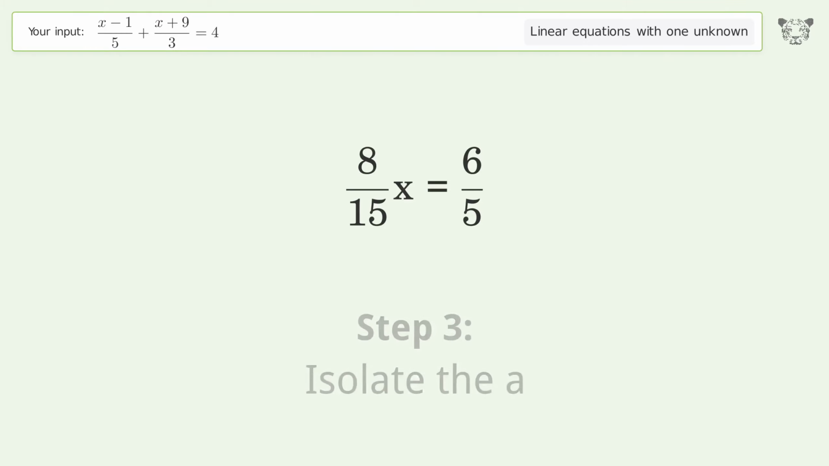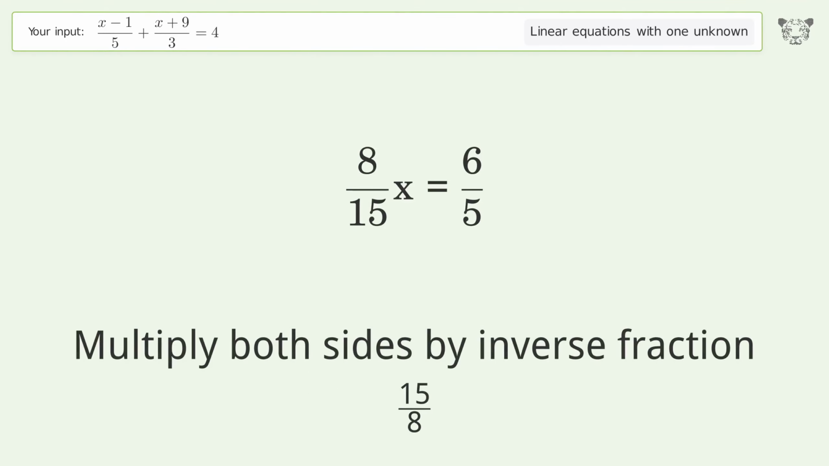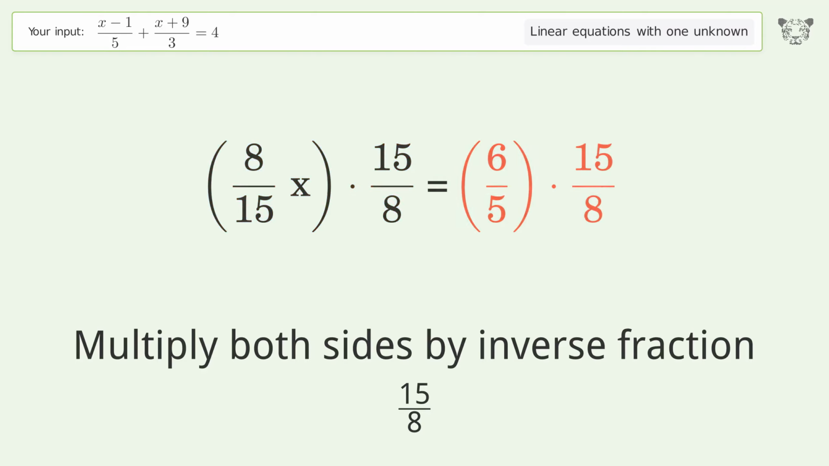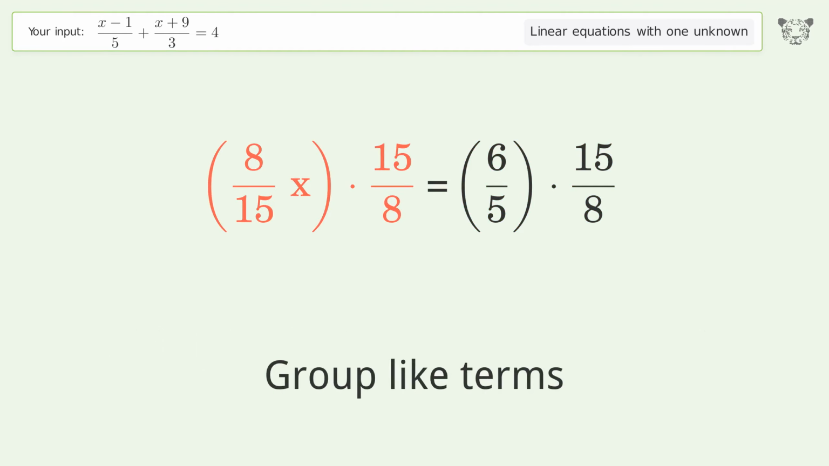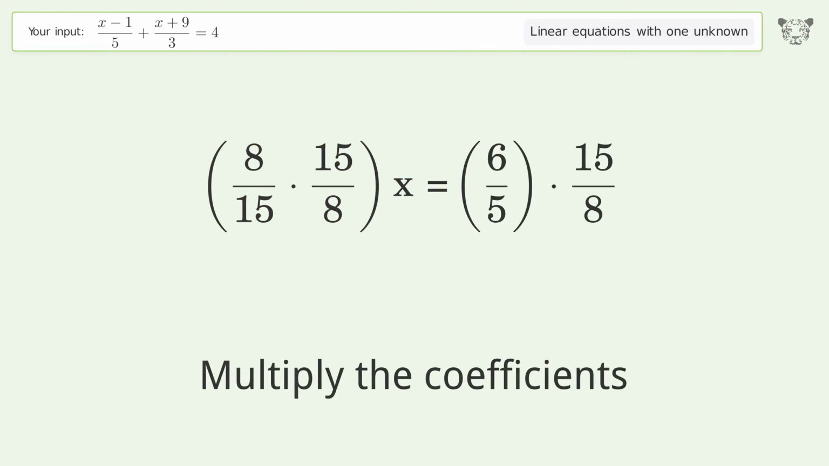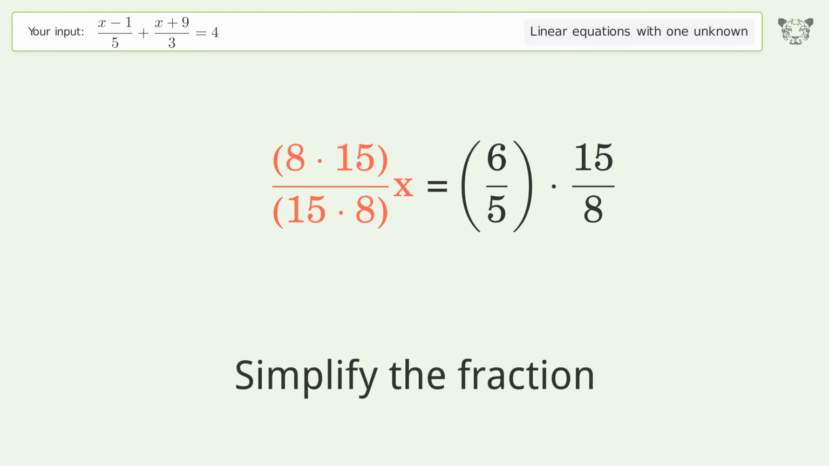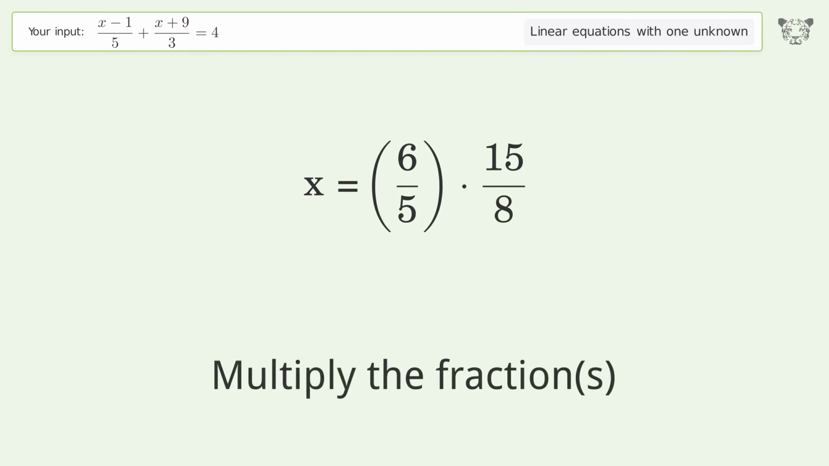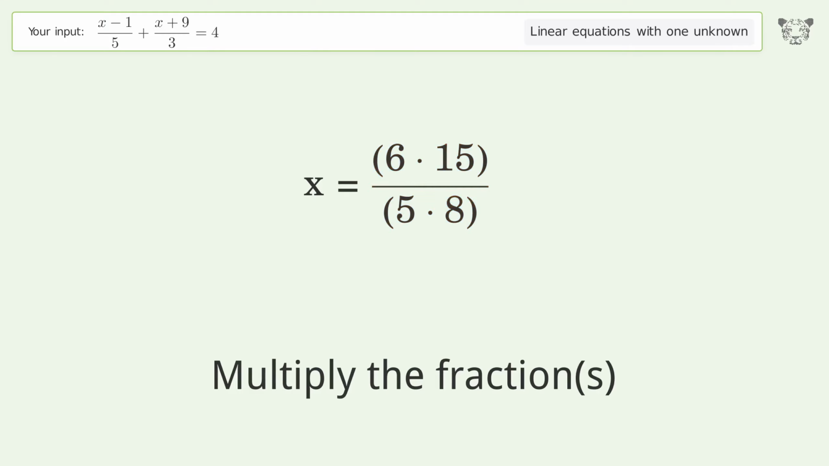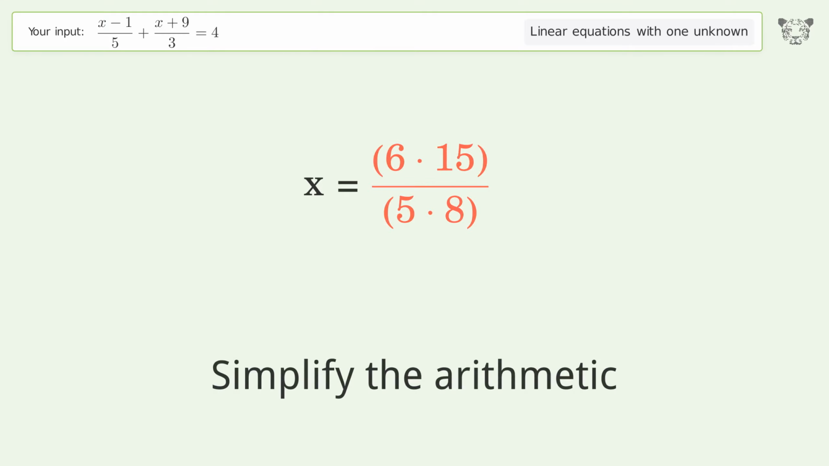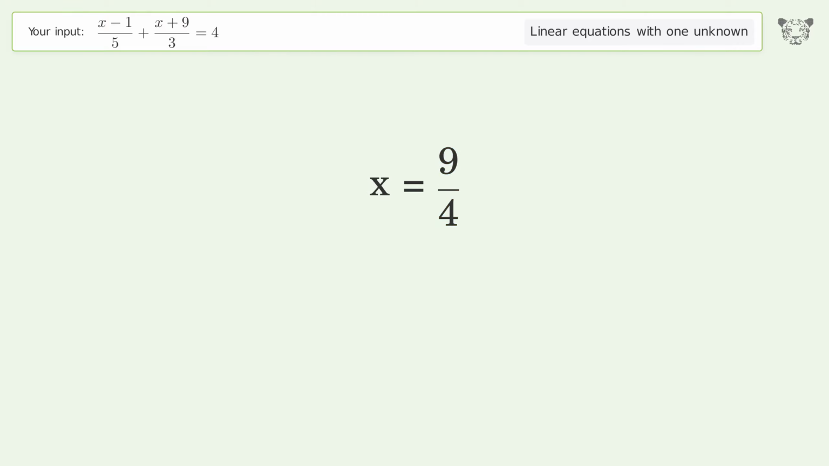Isolate the a. Multiply both sides by inverse fraction 15 over 8. Group like terms. Multiply the coefficients. Simplify the fraction. Multiply the fractions. Simplify the arithmetic. And so the final result is x equals 9 over 4.